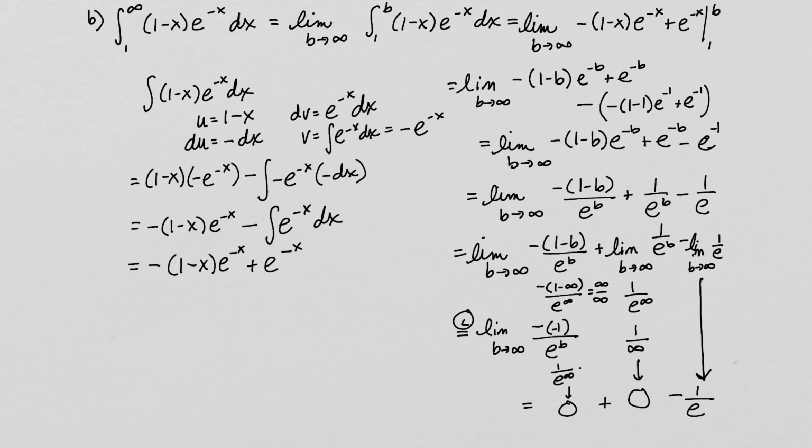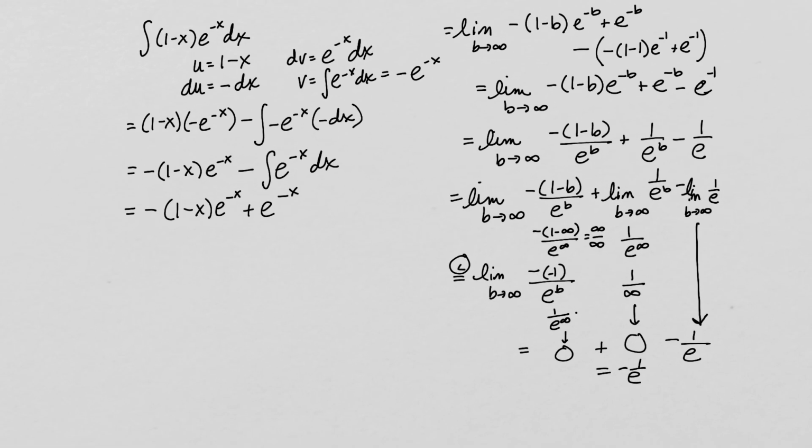So my whole entire limit is 0 plus 0 minus 1 over e. So my whole entire limit is minus 1 over e, which means that it converges. So it converges to minus 1 over e.